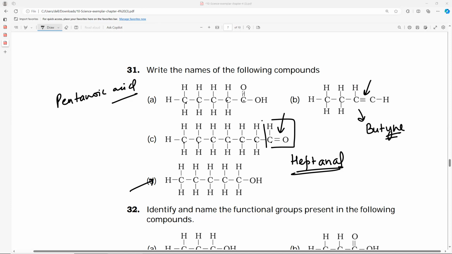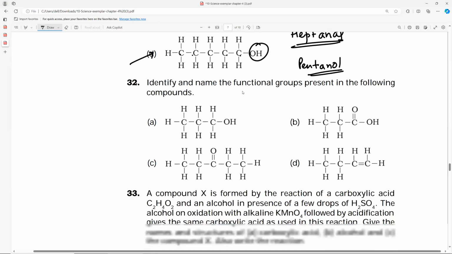Sir, 1, 2, 3, 4, 5, pentanol. This will be pent. An for carbon-carbon single bond, and it is all pentanol. Identify the names and functional groups. Okay, so let's move to the next part of this IUPAC portion.